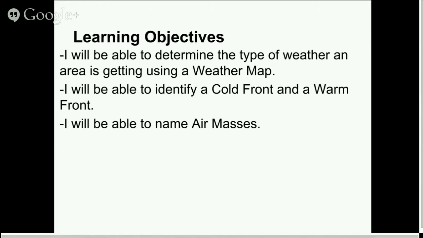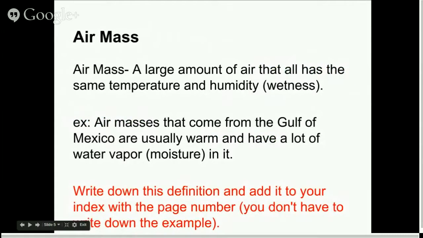All right, we're gonna learn about weather, and you'll hopefully be able to read a weather map a little bit. We'll talk about cold fronts and warm fronts and be able to name air masses. An air mass is a large amount of air that has the same temperature and humidity, or wetness. Air masses that come from the Gulf of Mexico are usually warm and have a lot of water vapor or moisture in them. Write down this definition in your notebook. Go ahead and pause it.